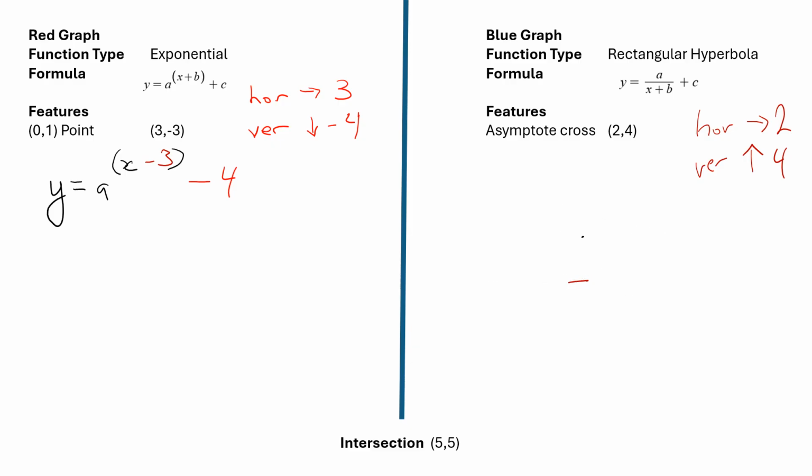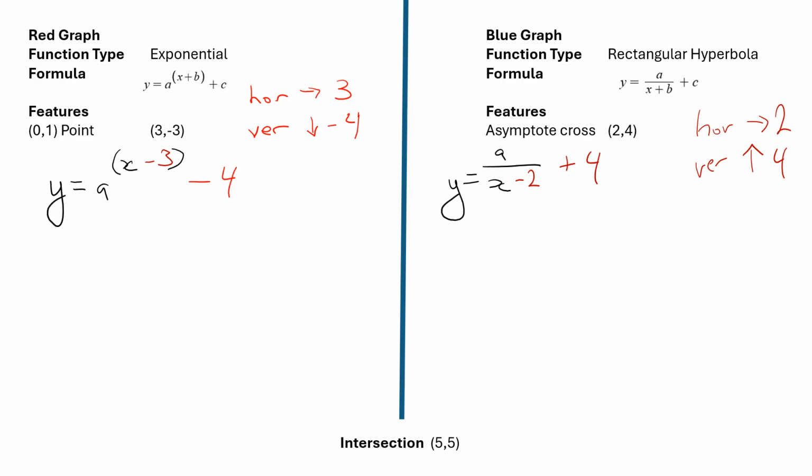Nice, we've got that information all covered off, so we can use that in our formula. Y is equal to, I'm going to actually move this up a little bit. Y is equal to a over x minus 2. Remember, it works in the opposite way that we expect it to. I'll put it in red. Minus 2. And then we're going to have up plus 4. Brilliant.